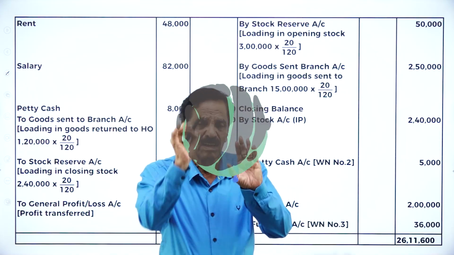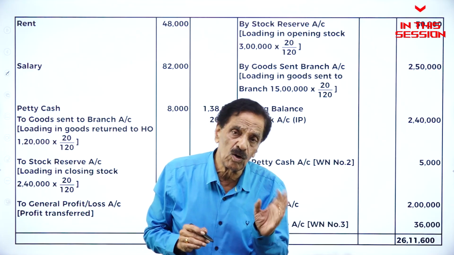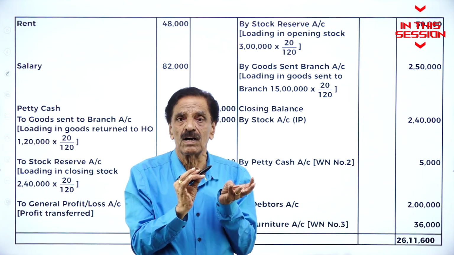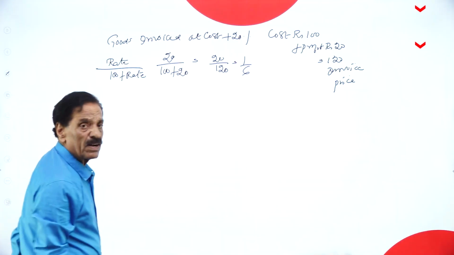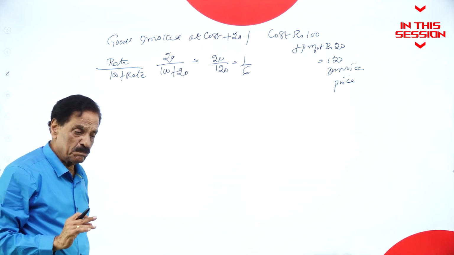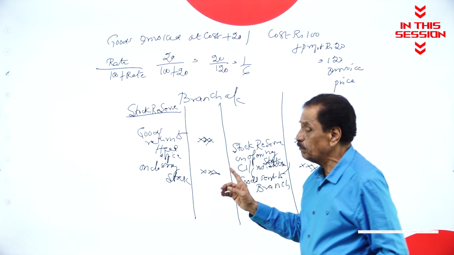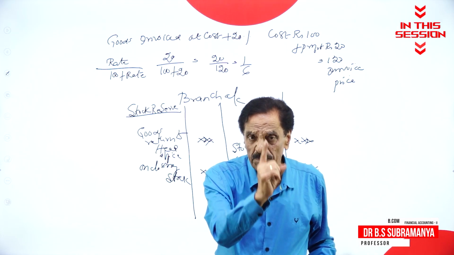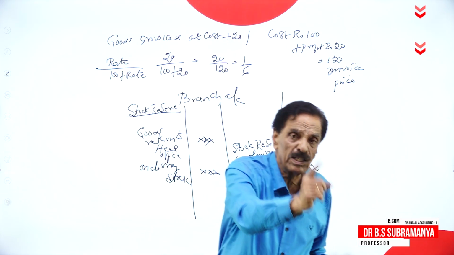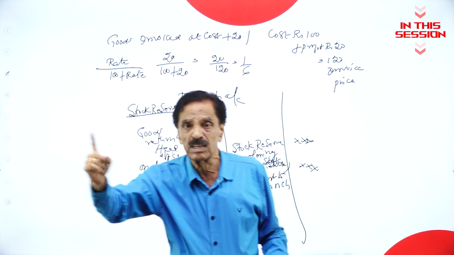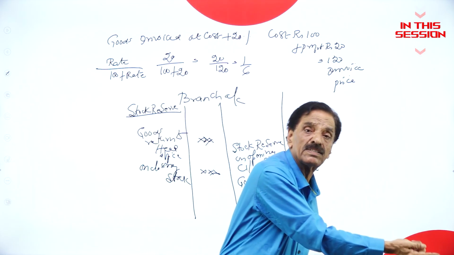How is stock reserve calculated? Rate over 100 plus rate. Stock reserve will be in favor of opening stock, closing stock, goods sent to branch, and goods returned by the branch. For every 6 rupees invoice price, 1 rupee is the profit. Real cost is 5. Remember, goods sent to branch on the debit side in the branch account, stock reserve on the credit side. To opening stock on the debit side, stock reserve on the credit side. Goods returned to head office on the credit side, stock reserve on the debit side.